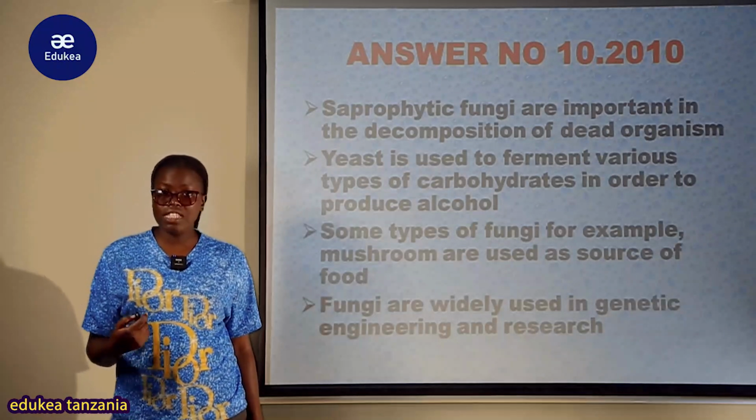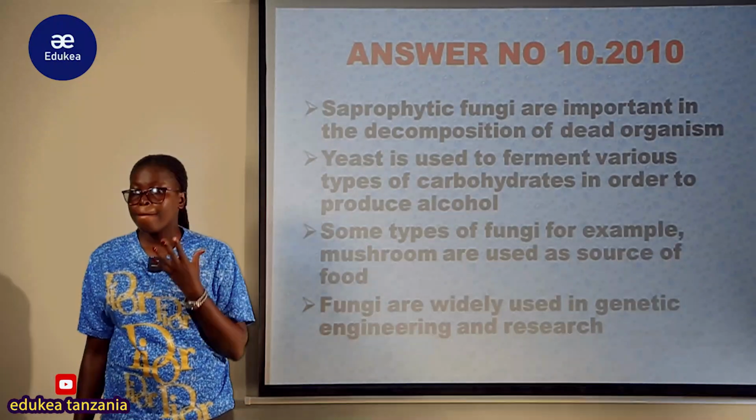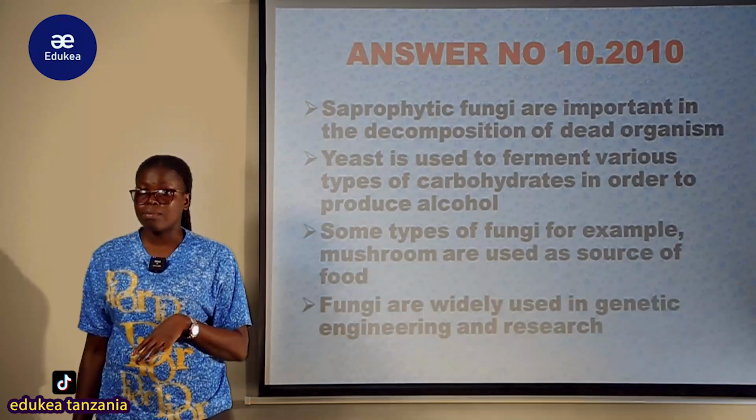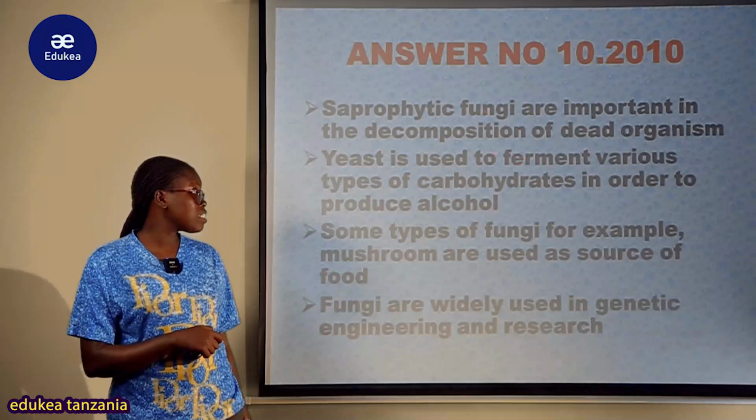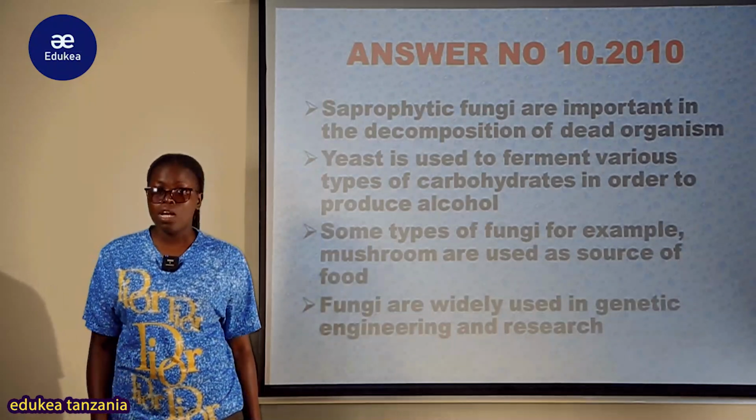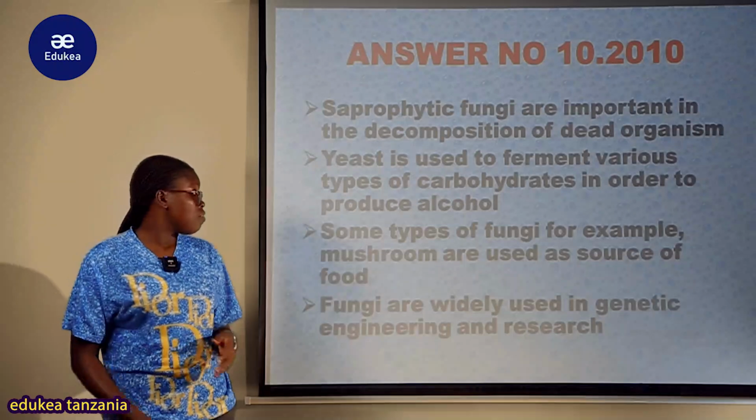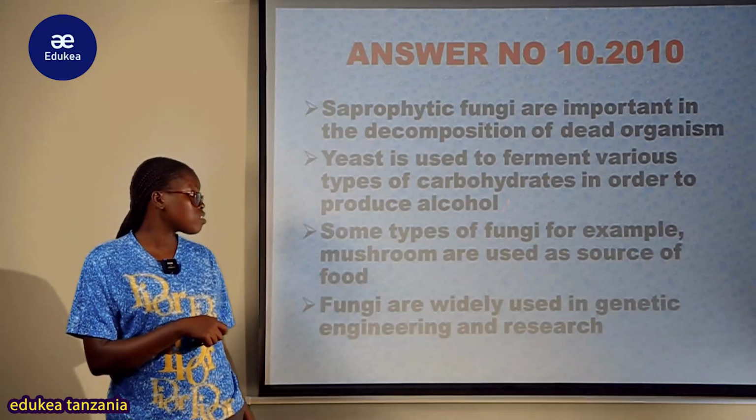saprophytic fungi. The saprophytic fungi, these are the fungi you tend to do. For example, kuna kina mushroom, the one we tend to grow on those dead organic matter, plant and animal remains. So the saprophytic fungi are important in the decomposition of dead organism. Wanasaidia katika decomposition of those dead plant and animal remains. Vile vile yeast is used to ferment various type of carbohydrate in order to produce alcohol.